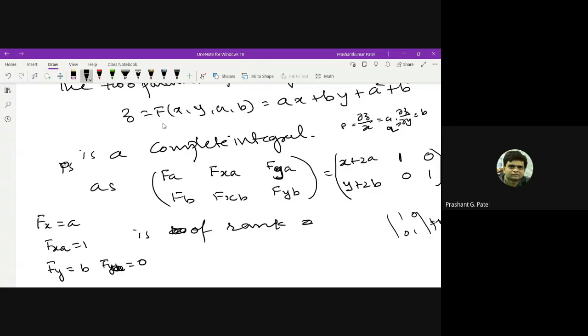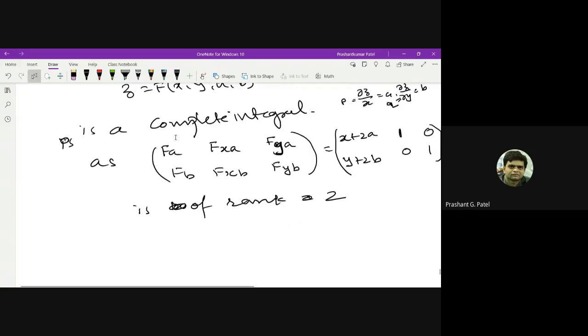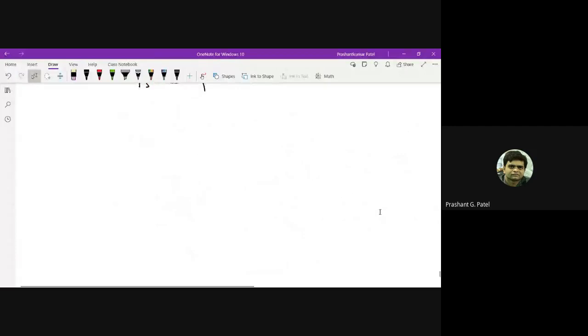Okay, so actually all these things are not required for me. And it satisfies the given PDE. Okay. So the complete integral is clear. How to check it is a complete integral. Now let us talk about the general integral.